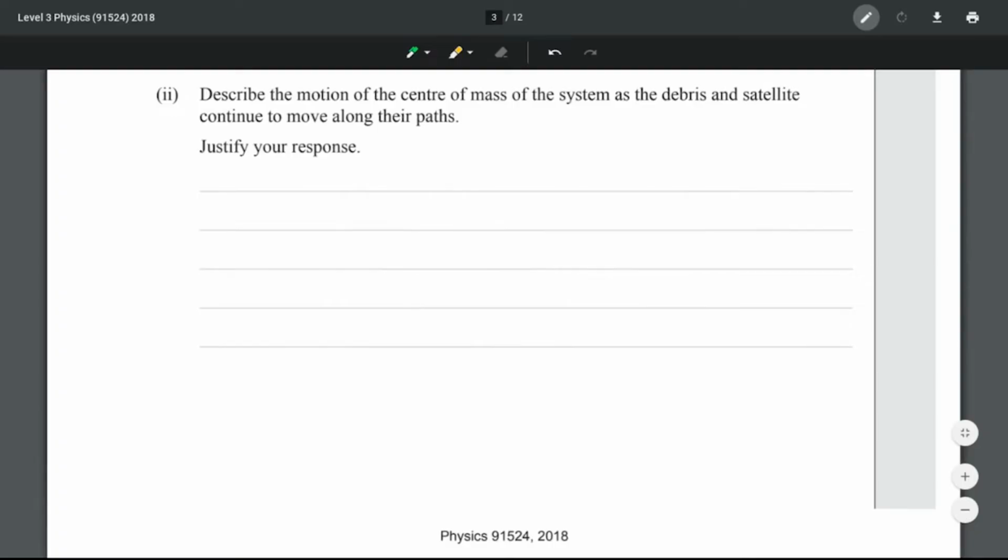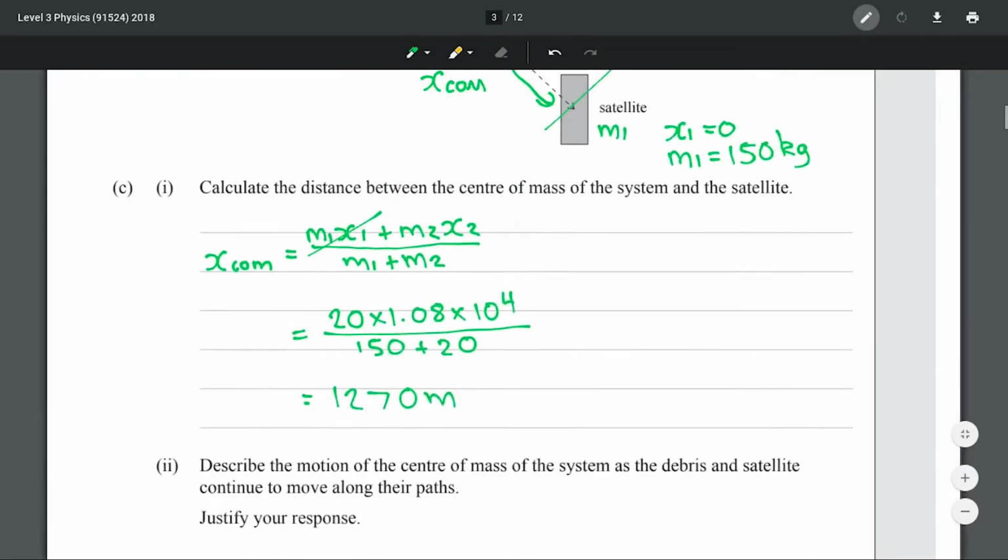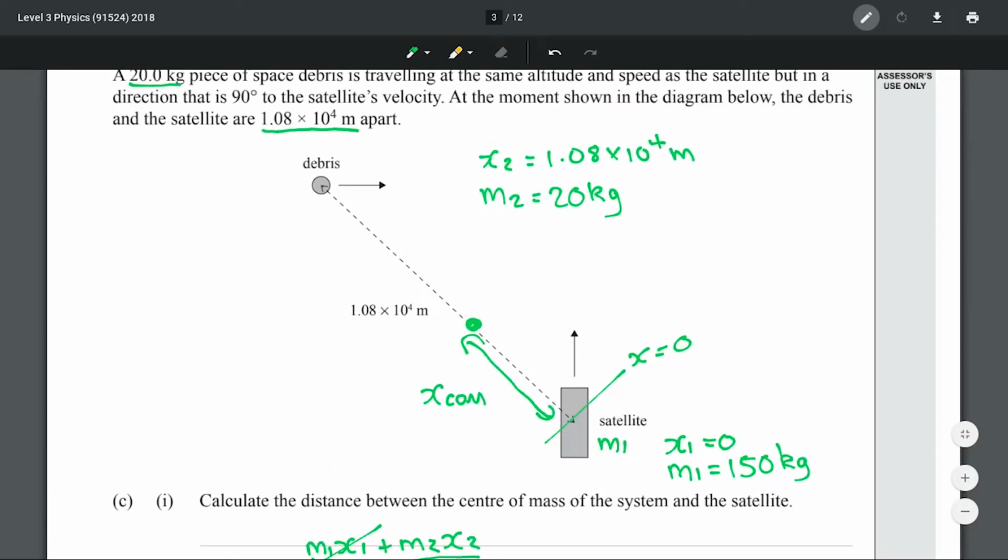Describe the motion of the center of mass of the system as the debris and satellite continue to move along their paths. Justify your response. Let's look back at our diagram. We can look at our center of mass here, and given that there are no external forces, the motion of the center of mass is not going to change. The motion of the center of mass is going to be something like in that direction there. So it's just going to travel along this path and will even continue to do so if these two objects happen to collide. Now, there is, of course, the elephant in the room external force, which is gravity.